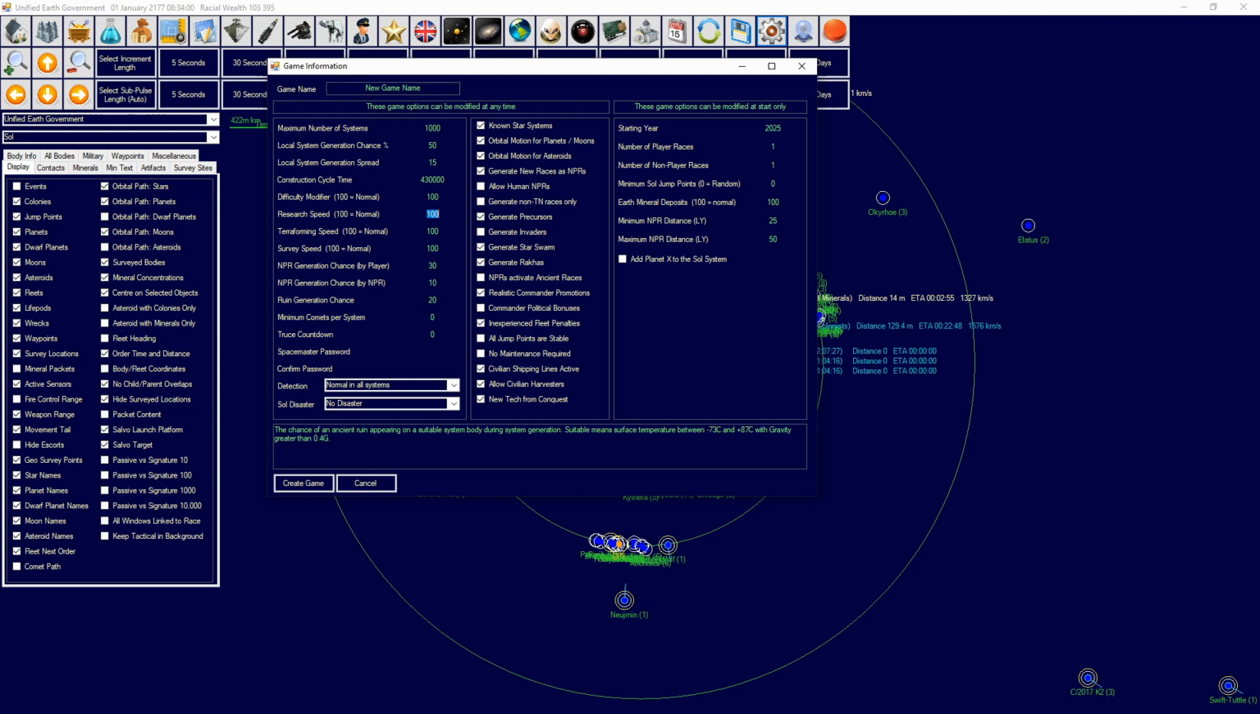Ruin generation, so which planets will have ruins. The suitable means surface temperature between minus 73 and plus 87°C with gravity greater than 0.4G. Minimum comets per system. And then you've got the truce countdown, and this is for multiple starts and also multiple players. So there you go. Space Master passwords, if you want the password for Space Master, which you can enable in the top right. Detection, so this is just how the game detects things.